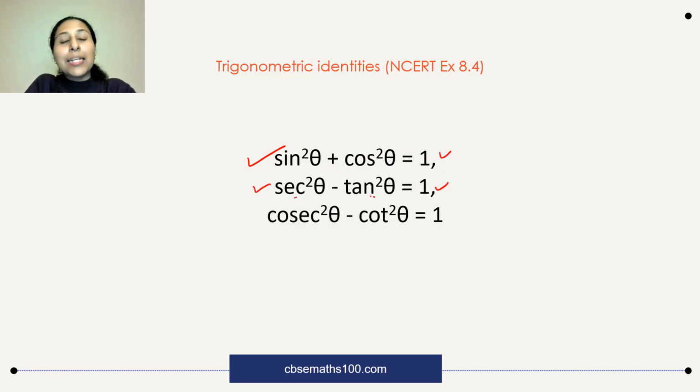Sec square theta minus tan square theta is 1. Cosec square theta minus cot square theta is 1. Remember, sine square, cos square. If you add these, it is 1. Sec square and tan square is a pair. Sec square minus tan square is 1.